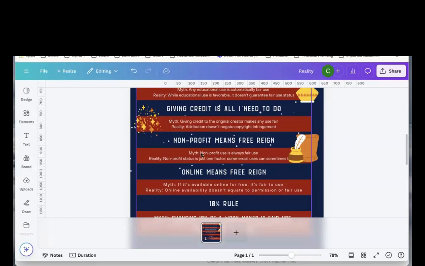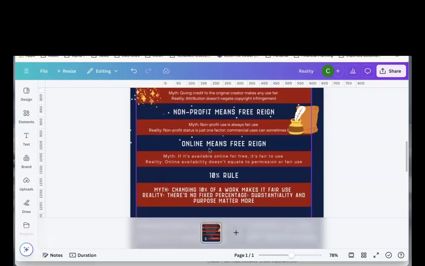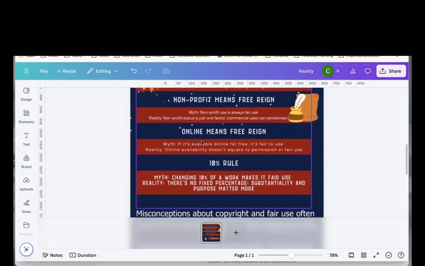And I think that's where people get really confused and frustrated and discouraged with copyright and fair use, because it's so nuanced. Every single copyright case is case by case, use by use, all the way up to the Supreme Court. So you can't have blanket statements about what it means to be nonprofit, what it means to give credit, etc.